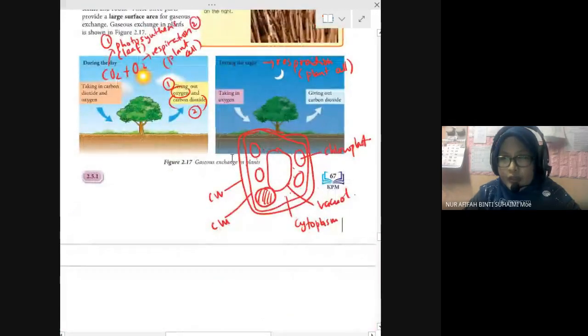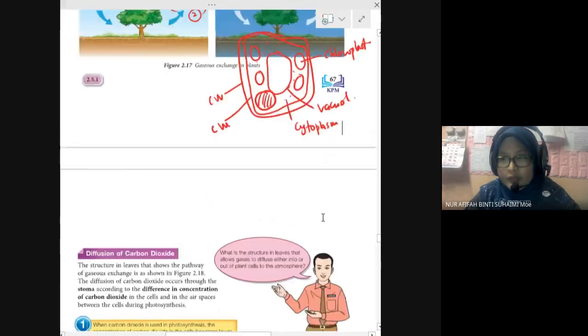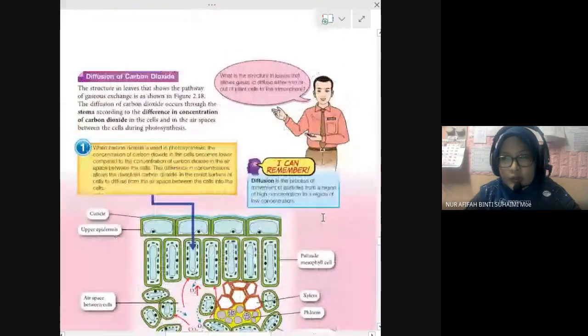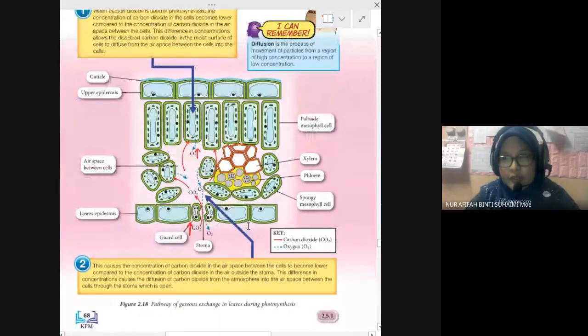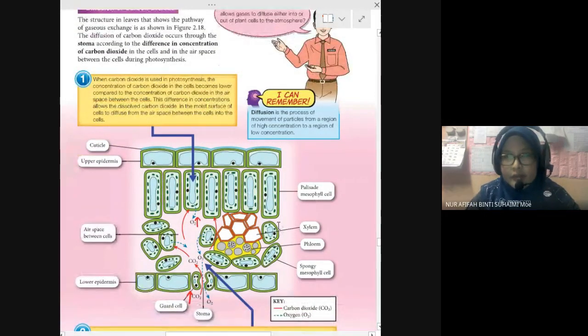So respiration occurs in the plant cell. Diffusion of carbon dioxide during the gases exchange is shown in the figure below. This I have also explained. So diffusion is a process. You read this one.